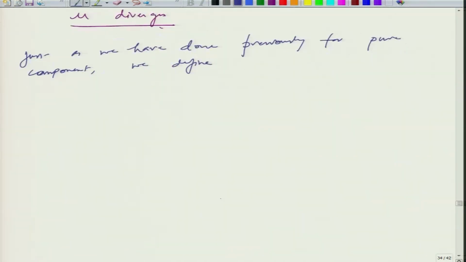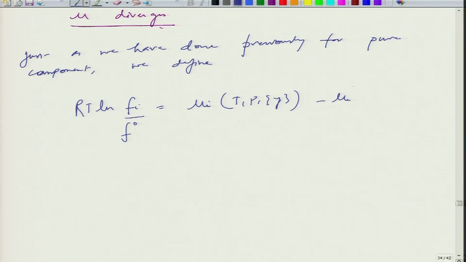So, we are going to define here RT ln (f_i by f0), this would be your mu_i(T, P, y), right, chemical potential, minus mu_i0(T, P0) pure i. Okay. So, this is a generic definition. So, now at this point when I am writing this, I am not saying that this is an ideal gas. Okay. This is to define that the chemical potential difference with reference to the reference value is defined as RT ln (f_i by f0). Okay. Now, here f0 and P0 are related.